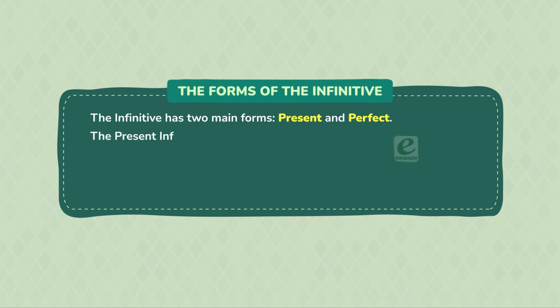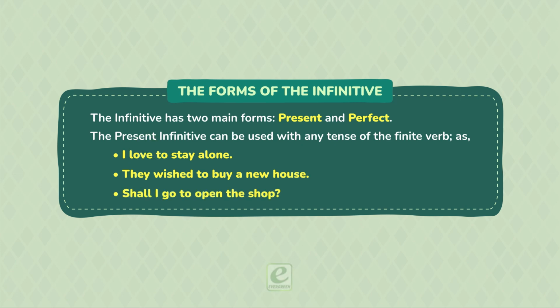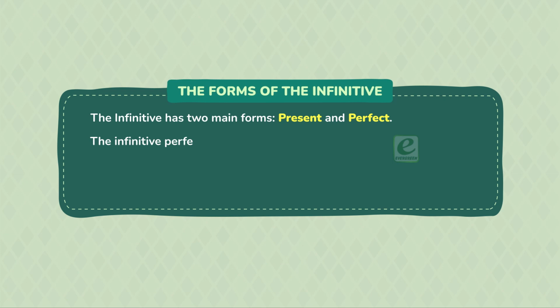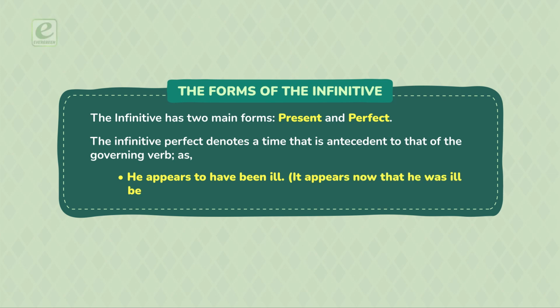The present infinitive can be used with any tense of the finite verb, as: I love to stay alone. They wished to buy a new house. Shall I go to open the shop? The infinitive perfect denotes a time that is antecedent to that of the governing verb, as: he appears to have been ill. It appears now that he was ill before this.